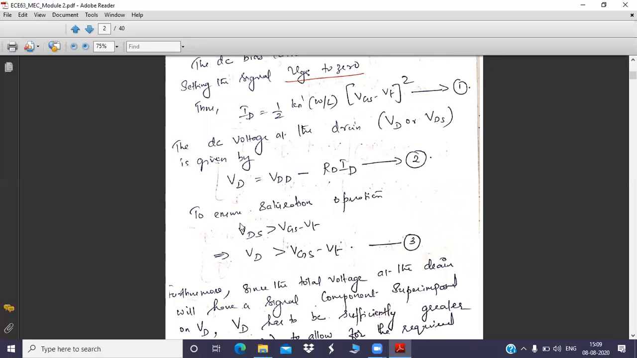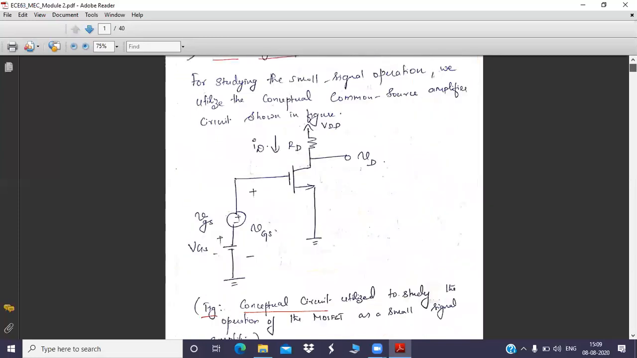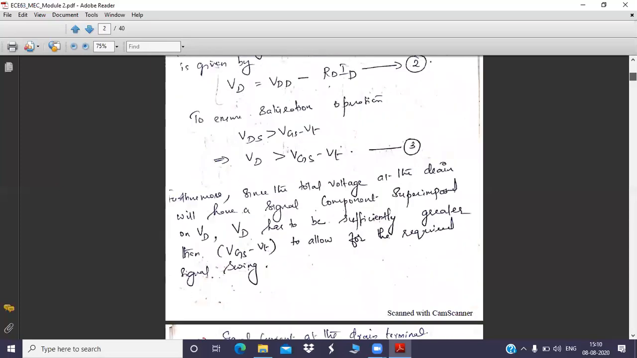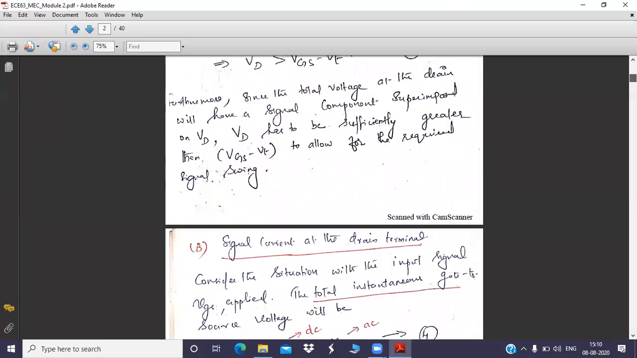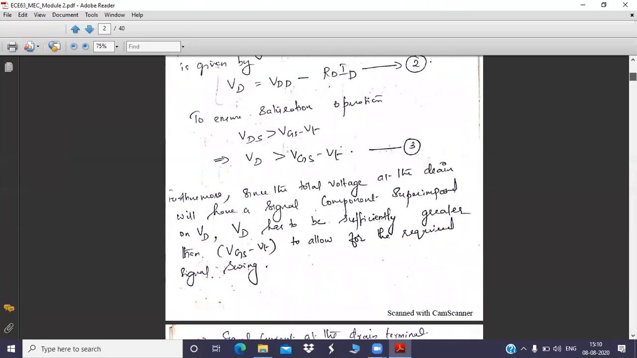Generally it is VDS, but here VDS is equal to VD. Why? Because the source is directly grounded. We are taking the drain voltage from drain to source, and the source is grounded, so VDS is equal to VD. So instead of writing VDS, you can now write VD greater than or equal to VGS minus VT. That is the condition for saturation.